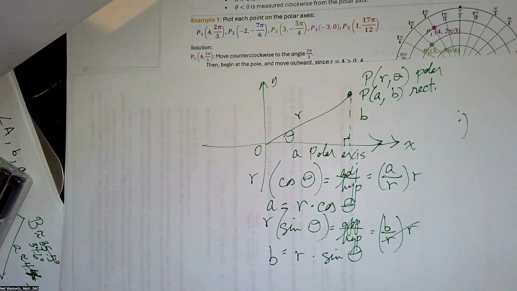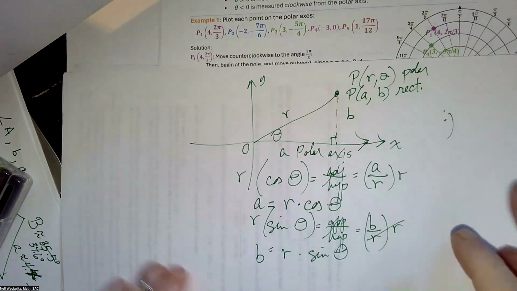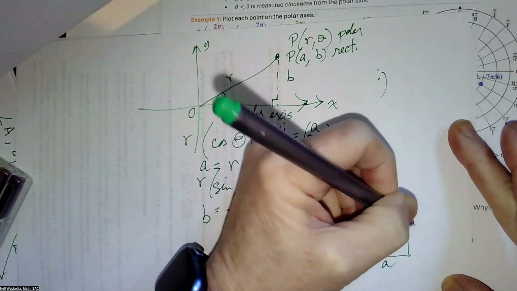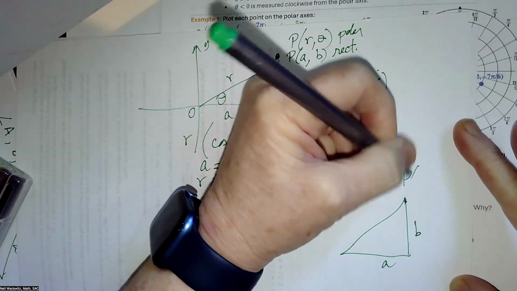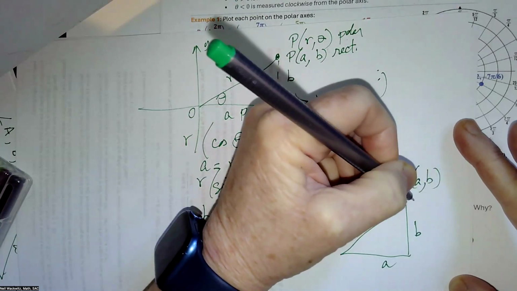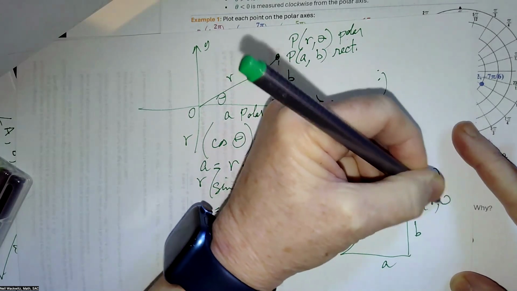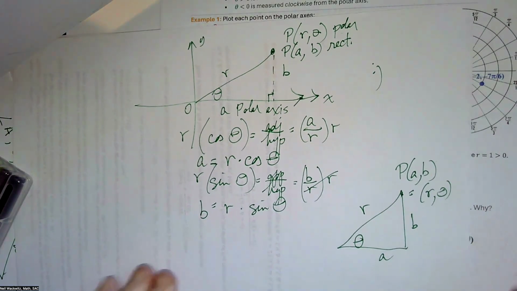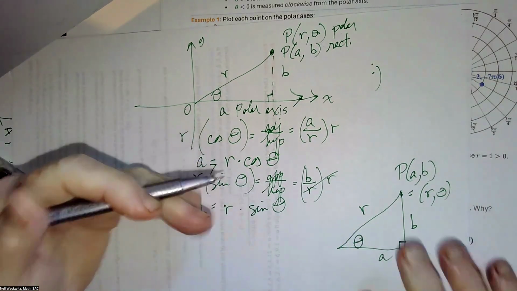Well, what if we start with a and b? We've got the same triangle. So we're given P a, b, and we want to find r and theta. How do we find r if we know little a and little b? Yes, the Pythagorean theorem. Beautiful. And I'm going to take it a step further.